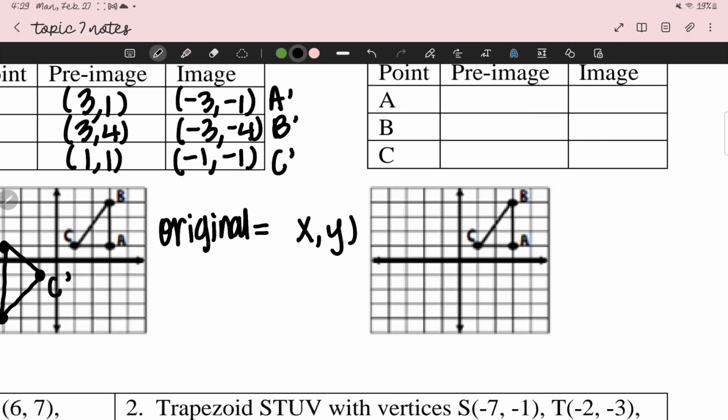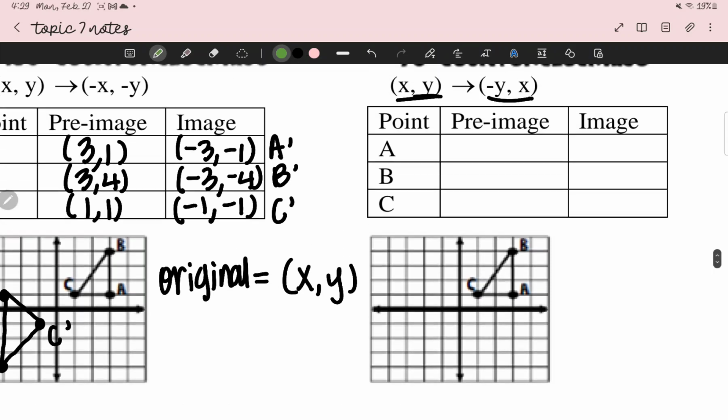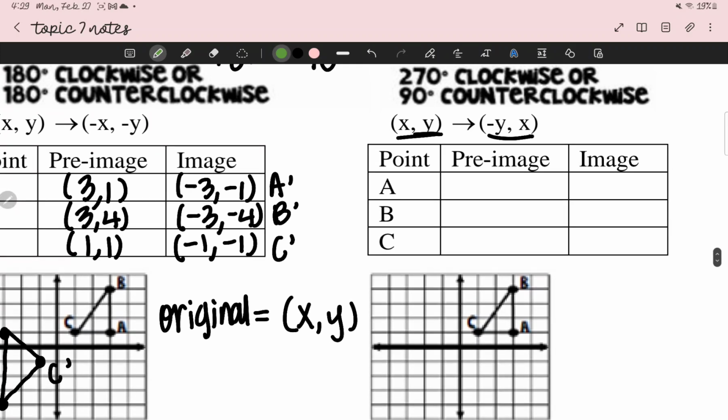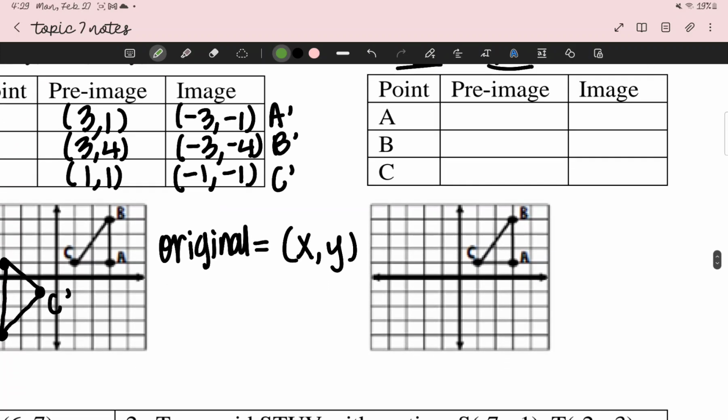The original is xy. The changes are going to be in the green. So it was a 90-degree counterclockwise. I'll just do that one, it's easier. So counterclockwise, I'm going to be going to the left. So I'm going to have it here.